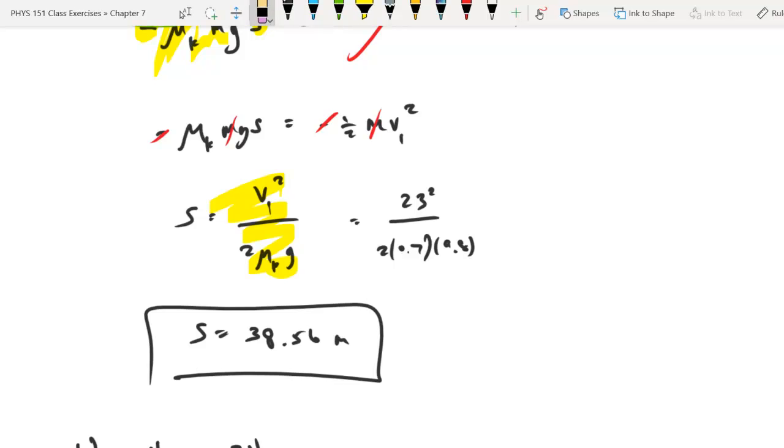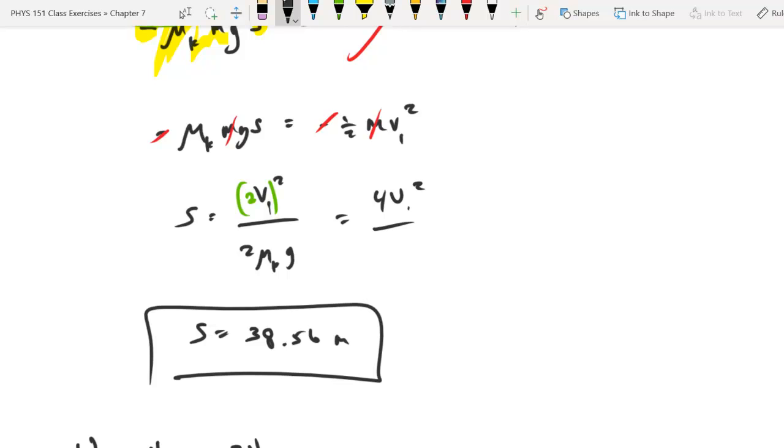Well, I look at it here and I say, all right, go to 2v, but it's not 2 times v squared. The whole thing has to be squared, right? So once I square that 2, now I have 4 v1 squared over 2 mu kg, right? So that's 4 times what I originally had because the speed gets squared.